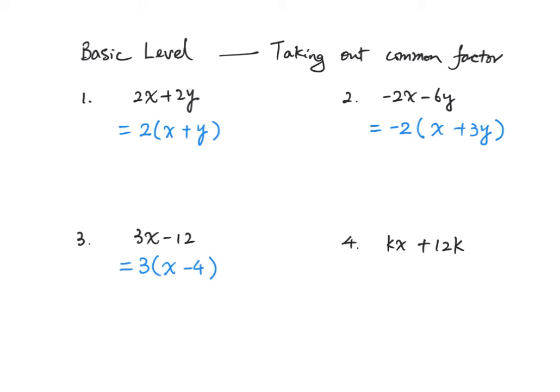And for question 4, kx plus 12k, k is the common factor. You can take it out. For the first term, kx over k, x is left. And positive 12k divided by k, positive 12 is left. So the answer should be k times bracket x plus 12. That's it for the basic level. Thank you.